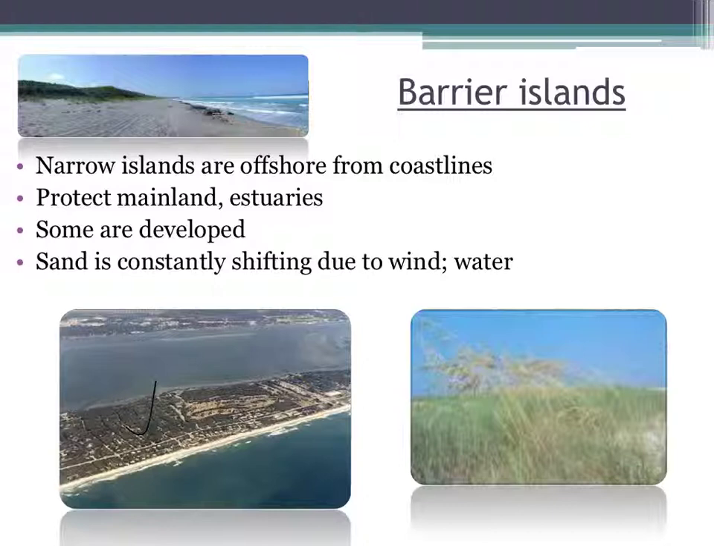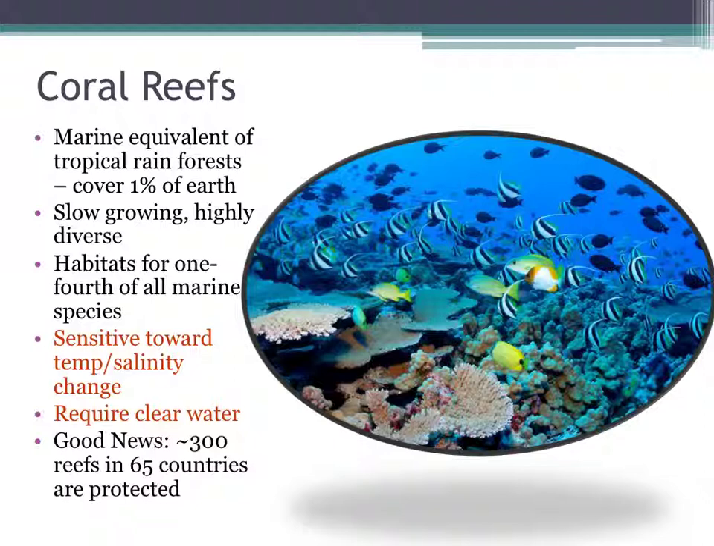So barrier islands are very narrow islands that are offshore from the coastlines. They do protect the mainland. They protect estuaries. Some are developed on. The problem is, again, the sand is constantly shifting. The good thing, if you live on that, is you tend to have views of both sides of the water, which is absolutely something humans tend to love.